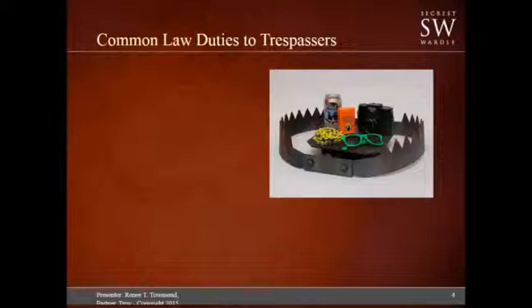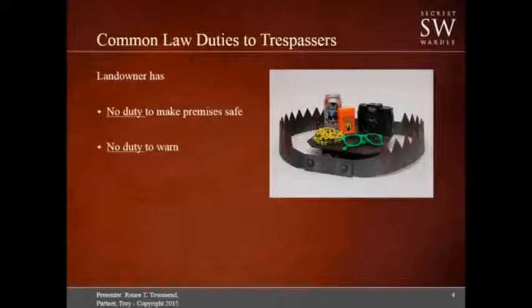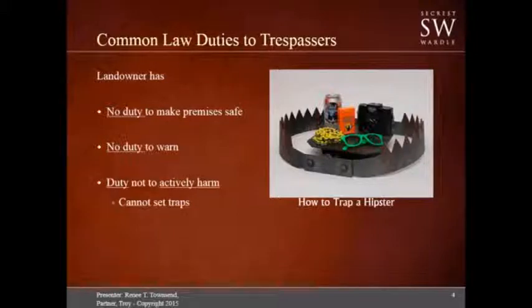Under most circumstances, under the common law, landowners have no duty to keep their premises safe for trespassers. That means there's no duty to make the premises safe or to warn of any dangers, even if they are known to the landowner and could not be known to the trespasser. There is, however, a duty not to actively harm the trespasser. So, for example, you cannot set traps. A landowner could not set a hipster trap on his property and sit back and watch the bearded, skinny jean wearing musician next door wander into it.